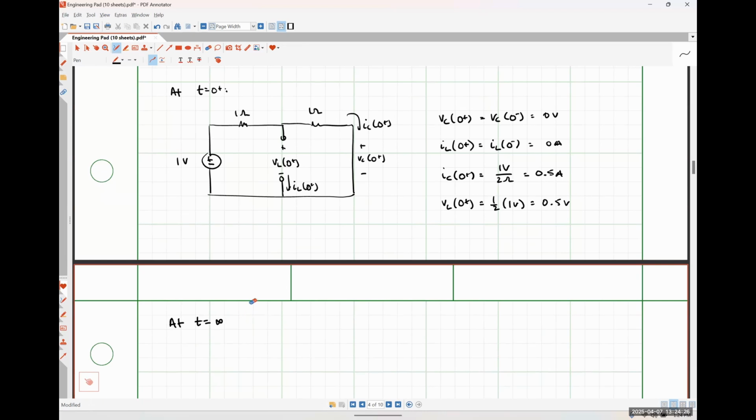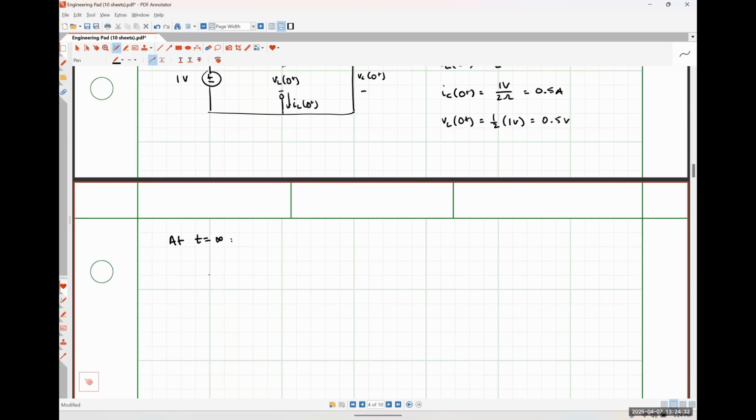At t equals infinity, our switch is still closed. So here's our 1 volt source, our 1 ohm resistor, our inductor is now a short. Our capacitor is now an open.